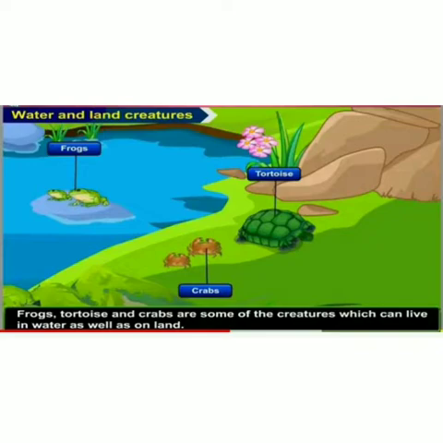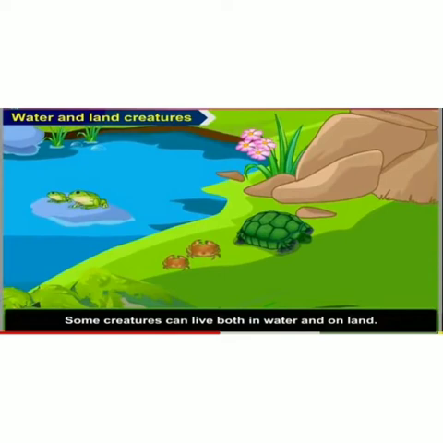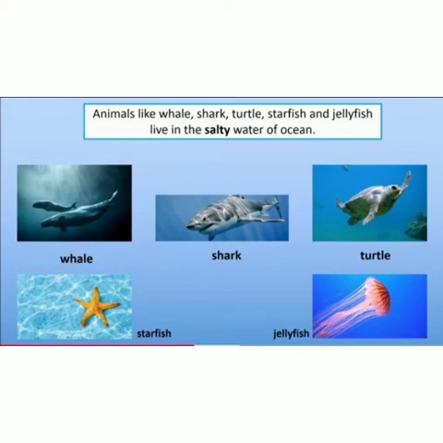These water and land creatures are called amphibians. Okay, they can live both in water and land. Animals like whale, shark, turtle, starfish, and jellyfish live in the salty water of the ocean. How the ocean water becomes salty, you have learnt in your earlier classes, is it not?